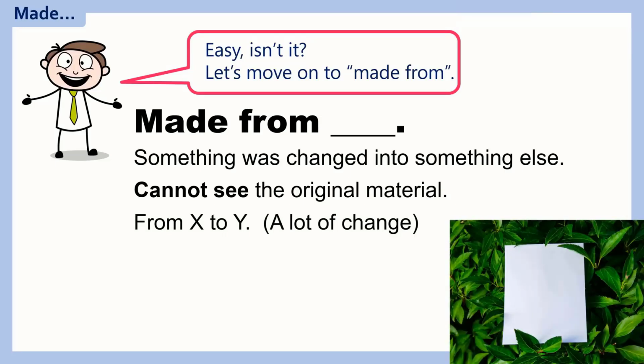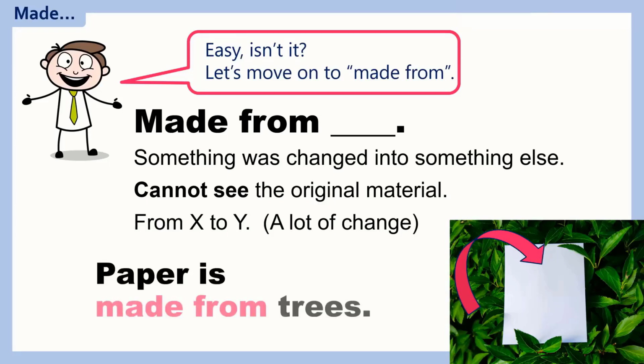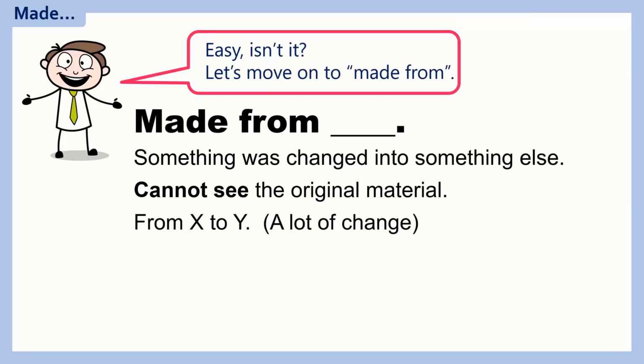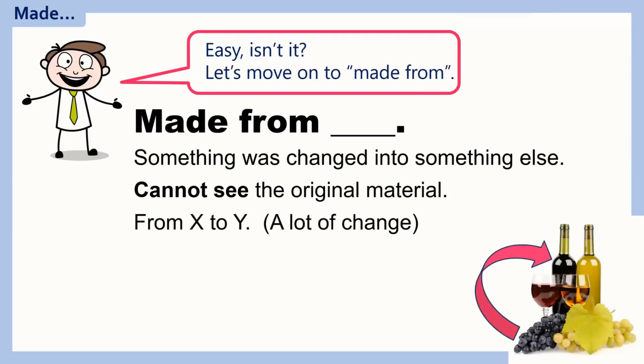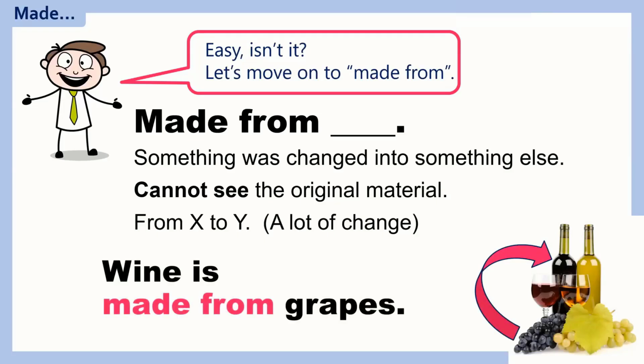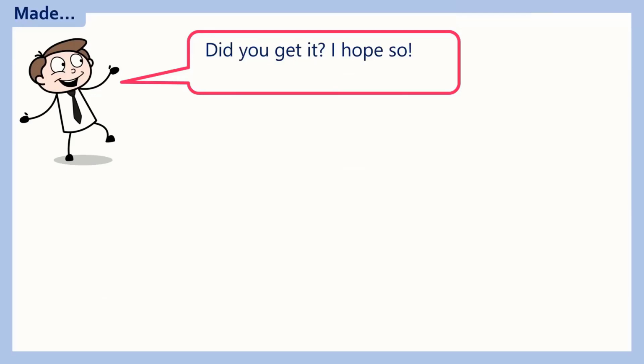Now here we go. That's a great example right here. We have trees and we have paper. You ready? So paper is made from trees. You cannot see the trees anymore. You cannot see the wood in the paper. There has been a lot of change. Another example right here. Perfect example. You ready? Wine is made from grapes. Did you get it? I hope so.